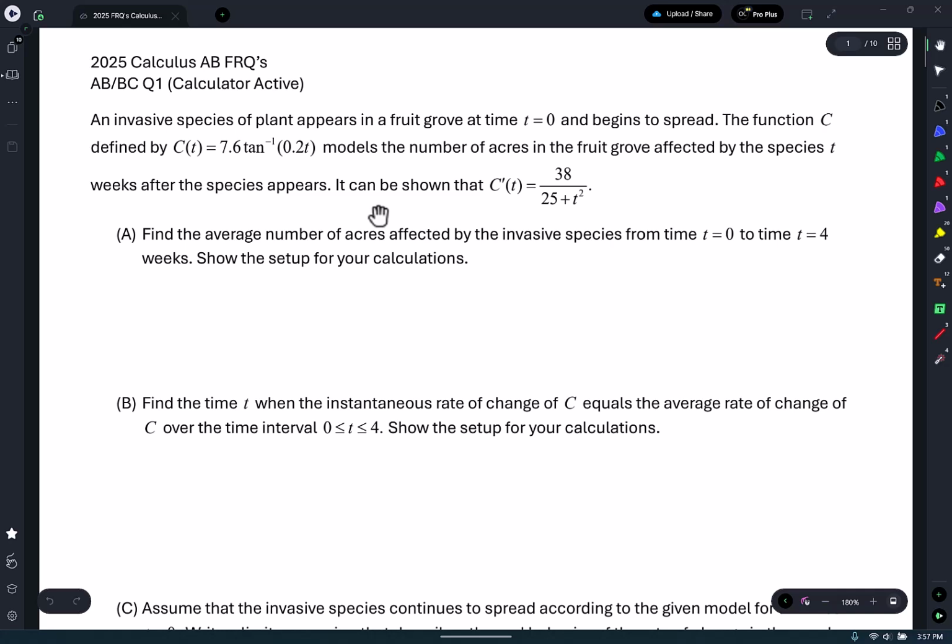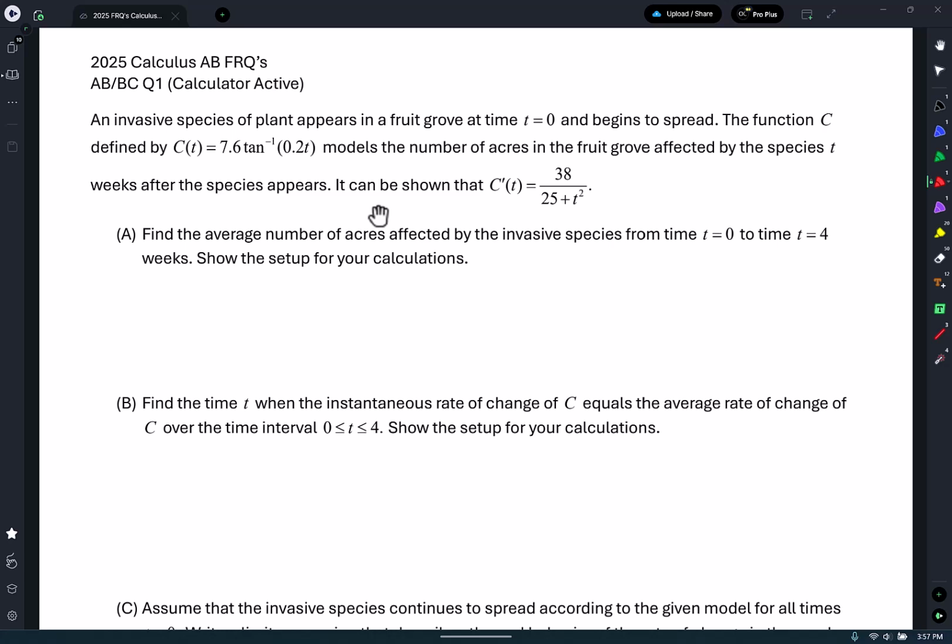All right, so here we go. So the very first question, these are calculator active. It says an invasive species of plant appears in a fruit grove at time t equals 0 and begins to spread. The function c defined by c of t equals 7.6 arctan. I think they literally spelled arctan, but I just put 10 to the negative 1. That's the same thing, guys. Arctan of 0.2t models the number of acres in the fruit grove affected by the species t weeks after the species appears. It can be shown that c prime of t equals 38 over 25 plus t squared.